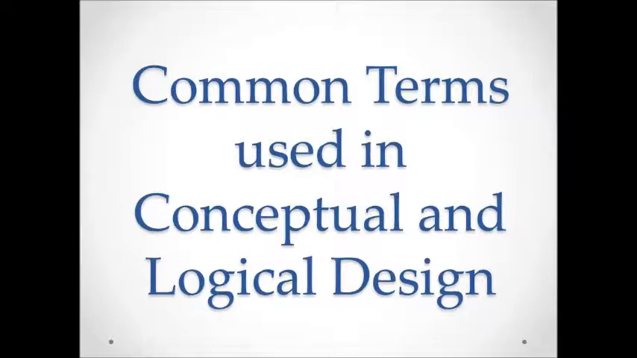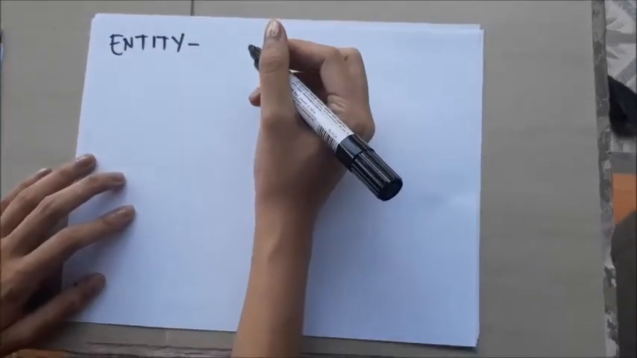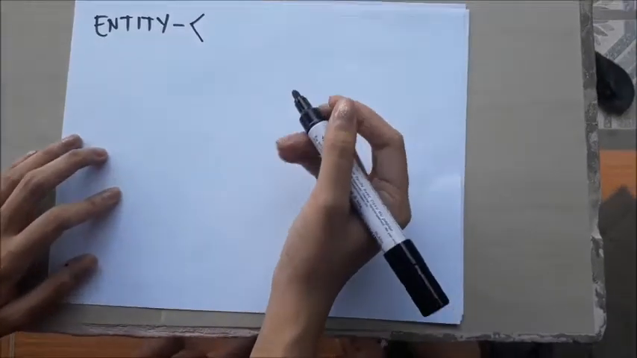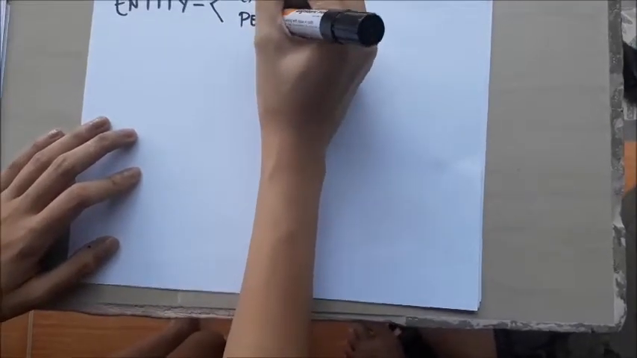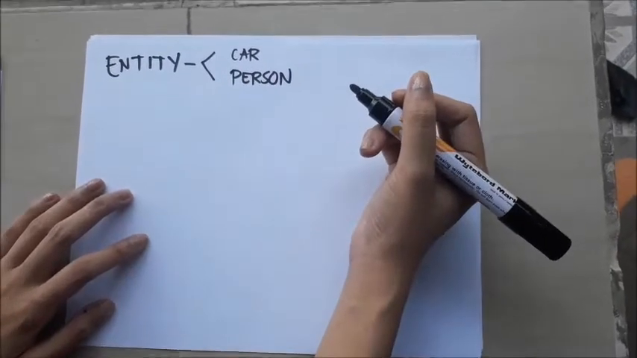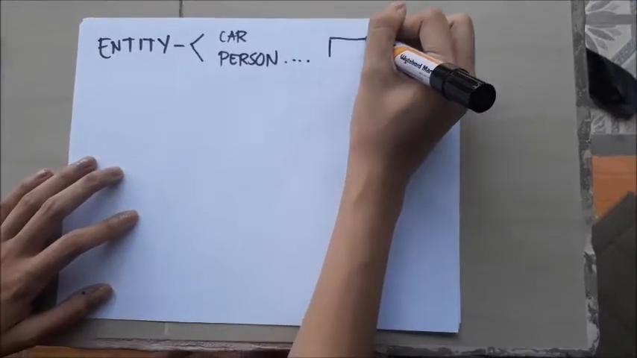Okay, before anything else, I have to discuss the common terms used in conceptual and logical design. First we have the entity. An entity is an abstract or concrete thing in the real world, for example a car or a person or a place. It is represented by a rectangular shape.